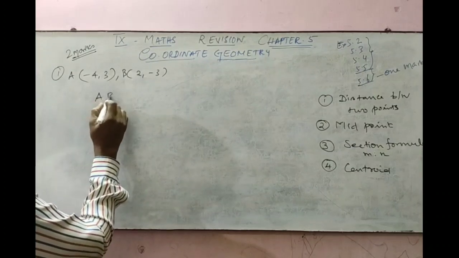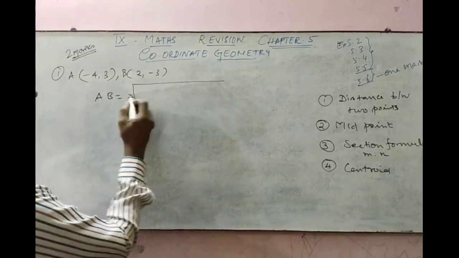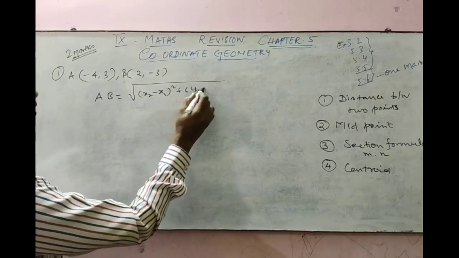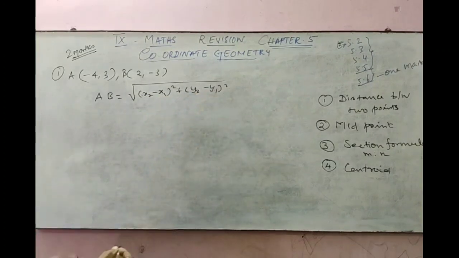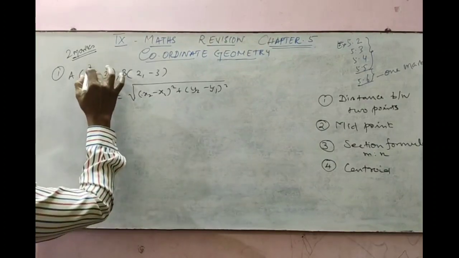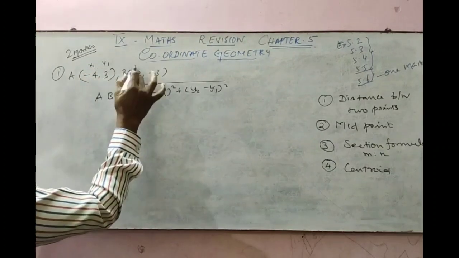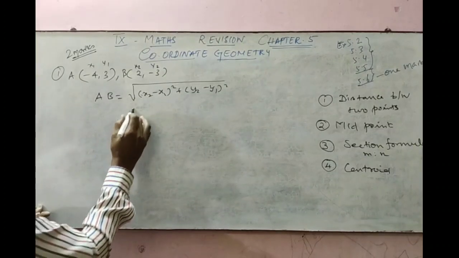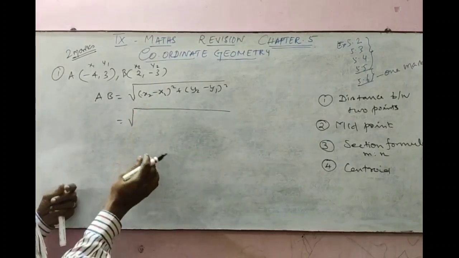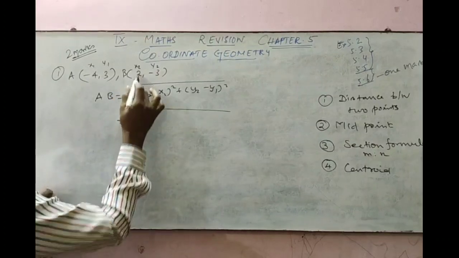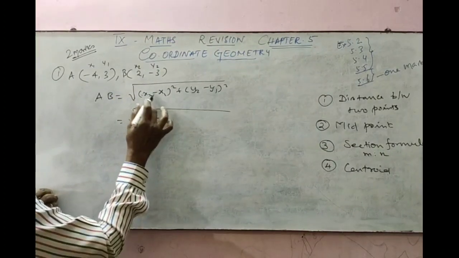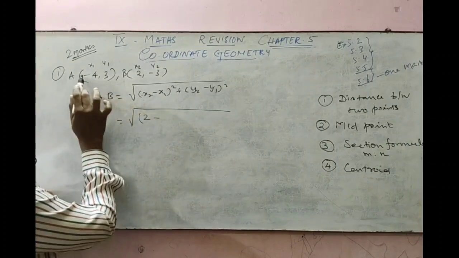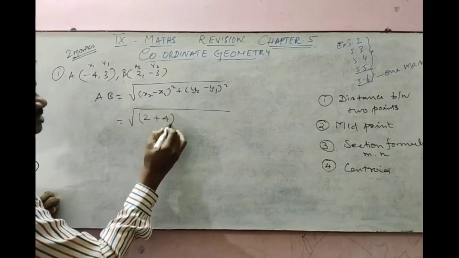So the distance between the 2 points AB is equal to root of, you know the formula, x2 minus x1 whole square plus y2 minus y1 whole square. If the 2 points are given, you name these coordinates as x1, y1 and then second one as x2 and y2. Now substitute the values and simplify. What is x2 here? 2 minus, here we have one more minus in the formula. So minus into minus becomes plus.